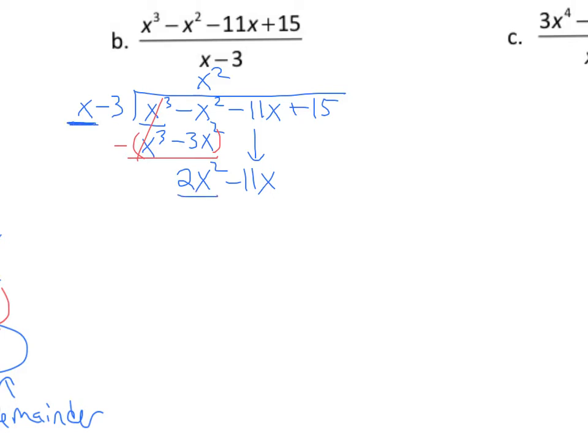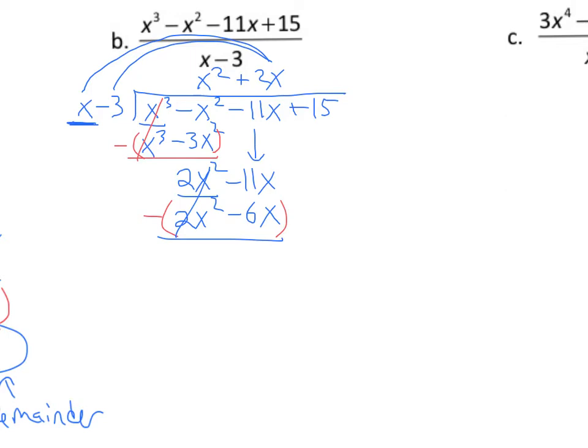X times what is 2x squared? That would be 2x. And then I multiply. 2x times x is 2x squared. 2x times negative 3 is negative 6x. And then I subtract. My 2x squareds cancel, and 11x, and then negative 6x is going to become plus 6x, so we would get negative 5x, and then bring down the 15.